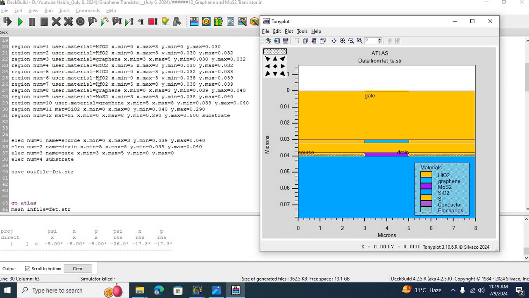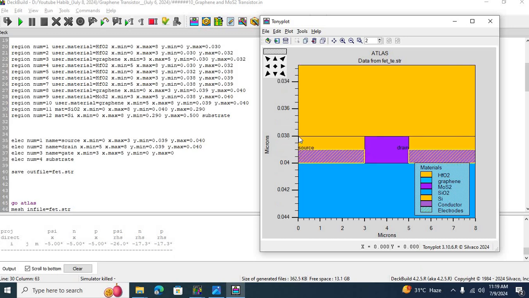Similarly, my region number 6 is, let me zoom in on this region, this small rectangle based on hafnium oxide. Similarly, this small rectangle over here on the right is my region number 7, running from 5 to 8 micrometers in the x direction and from 38 to 39 nanometers in the y direction. So this was region number 7.